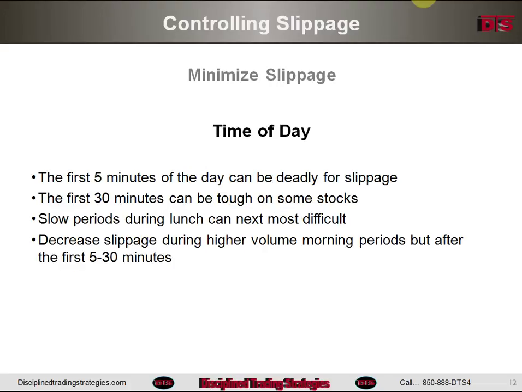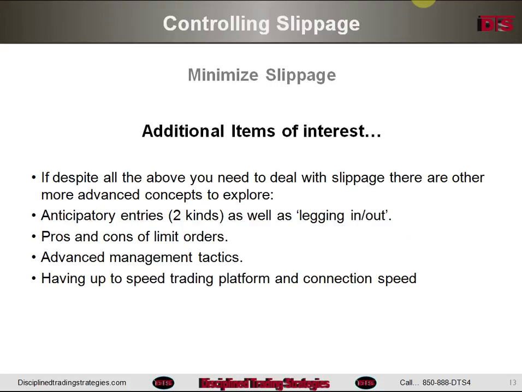The time of the day is very important. The first 5 minutes of the day can be deadly for slippage. It's known as the Wild West. There are almost no rules out there. Even the first 30 minutes of the day can be tough on some stocks, especially if they're not normally well traded. Slow periods during lunch can be the next most difficult for the opposite reason, not because of huge volatility, but because of the lack of volatility. The best time to decrease slippage is during those higher volume morning periods, but after the first 5 to 30 minutes.